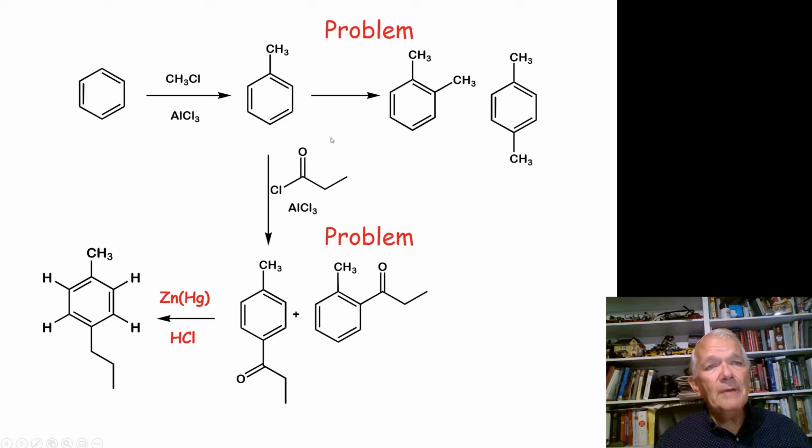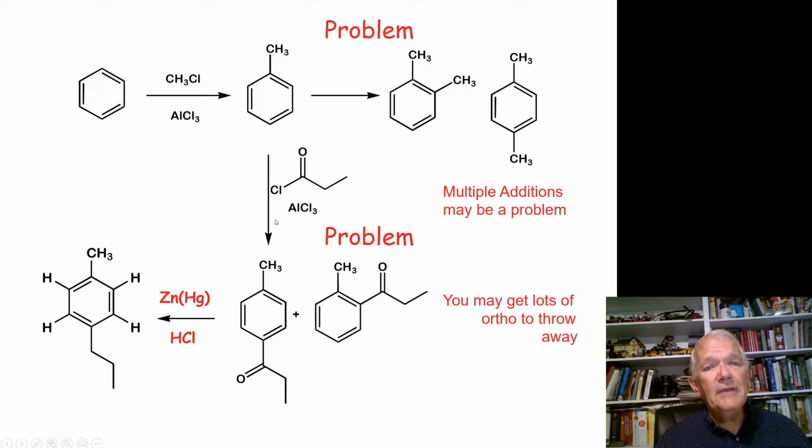Another problem is that when you do this direct acylation, you're going to get a mixture of ortho and para, and you can have this ortho that you're going to have to throw away. So you have two possible problems here. Multiple additions might be a problem, and you might have a lot of ortho to throw away. Now, could you live with this? It's a matter of yield.